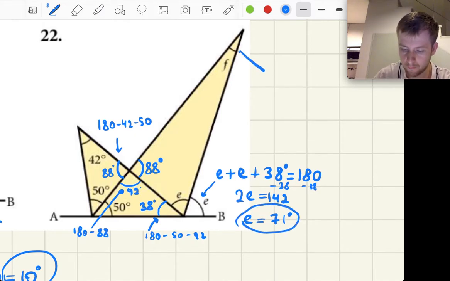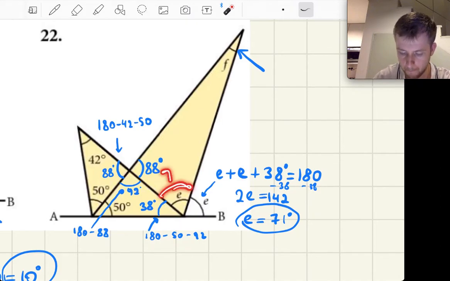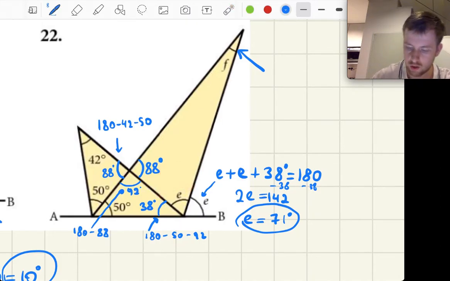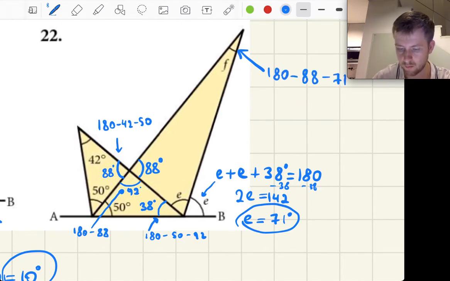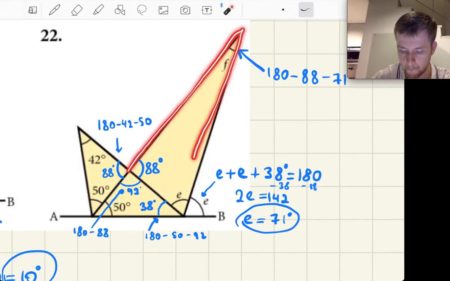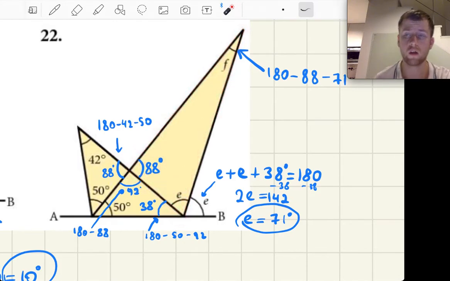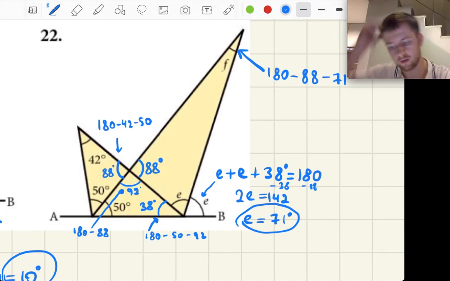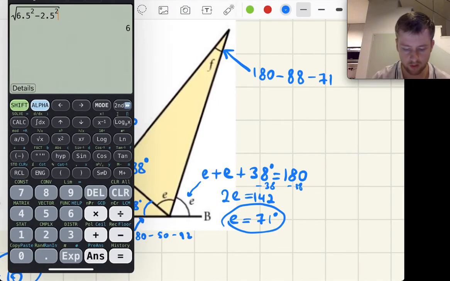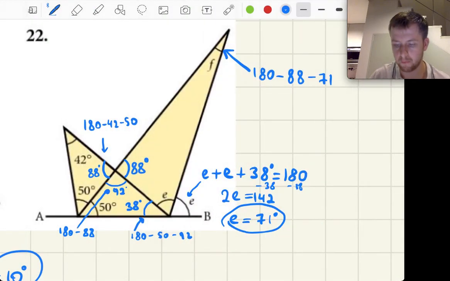And finally F. Now that we know that this is 71, we can just do 180 minus 88 minus 71. So again, we have this triangle here, and we know that this is 88, this here is 71, and finally we just have to find the last angle. So 180 minus 88 minus 71. What's it equal to? I'm getting lazy. I'll just use a calculator this time. 21 degrees. Yeah, that's what it looks like.